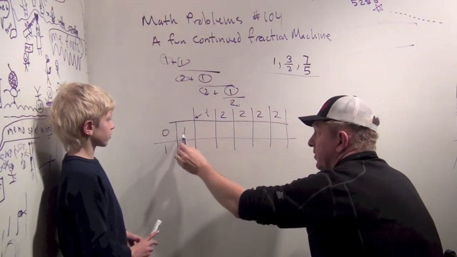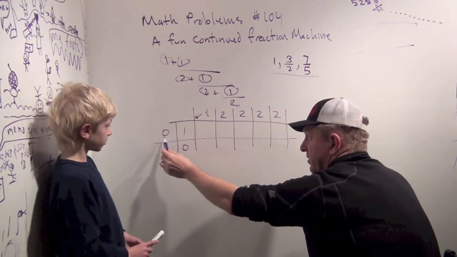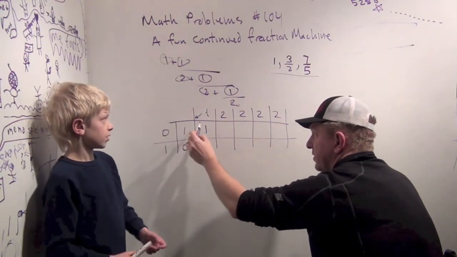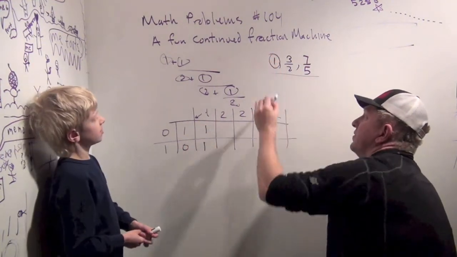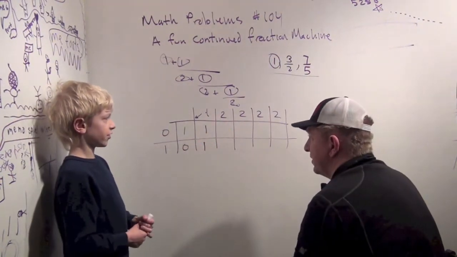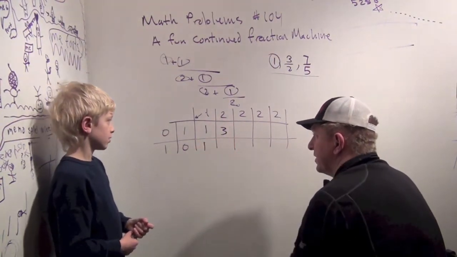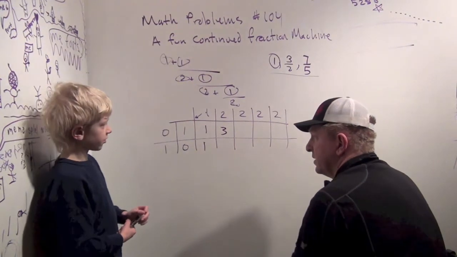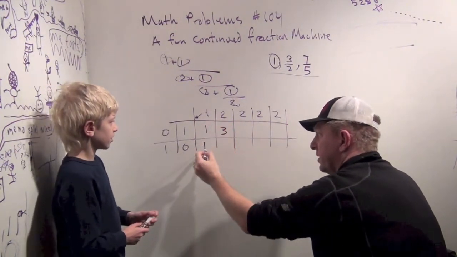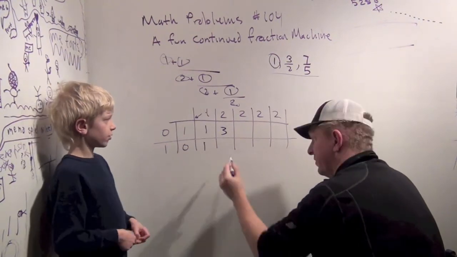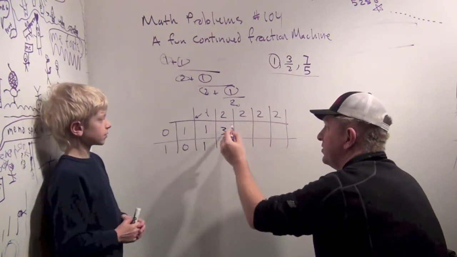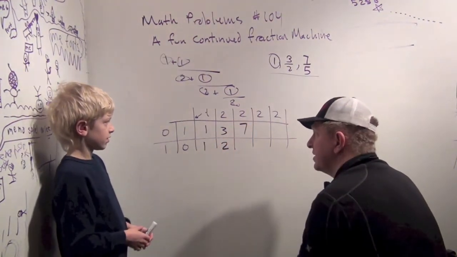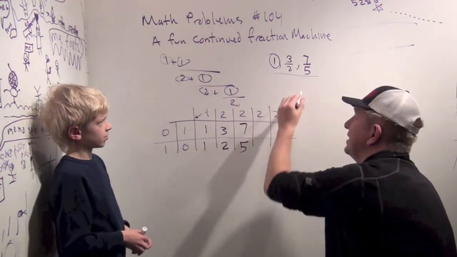Then we get our fractions by multiplying diagonally. 1 times 1 plus 0 is 1. And 1 times 0 plus 1 is 1. So our first number is 1 over 1, which matches. 2 times 1 plus 1 is 3. 2 times 1 plus 0 is 2. Like we got 3 halves. 2 times 3 plus 1 is 7. 2 times 2 plus 1 is 5. Got that.